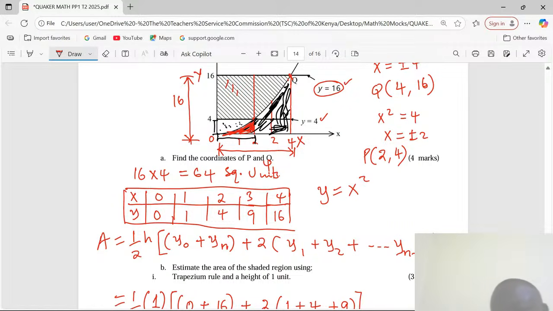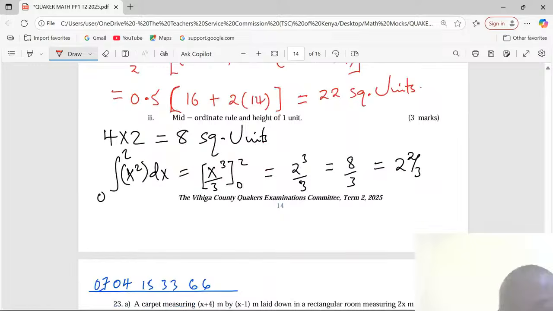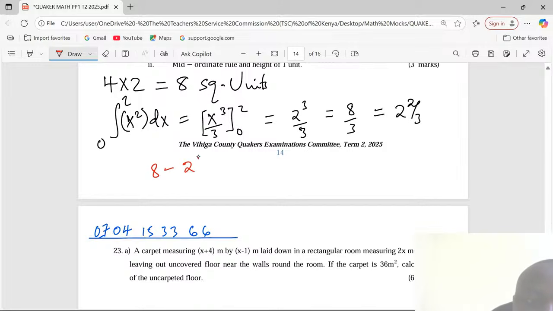If that is the area at that point, then it means we need to get this unshaded shape between y equals 4 and the curve, whereby we take the whole area of 8 minus what we've just gotten. 8 minus 2 and 2 thirds. So I'm getting 5 and a third square units.